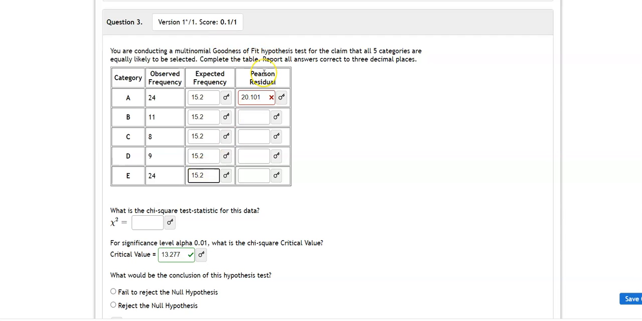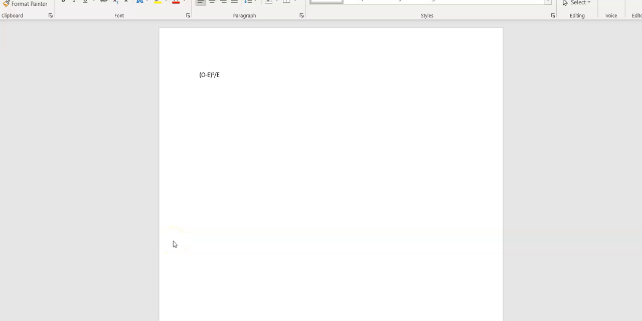All right, now, our Pearson residual is just part of our chi-square test statistic process. You might remember, in 1 and 2, as you found your chi-squared test statistic, you did the sum of (O minus E) squared over E. Well, for the Pearson residual, we're just doing this calculation without summing them all. We will, of course, sum them for the second part of the problem, but the Pearson residual is just the separate piece. So we're going to have (O minus E) squared divided by E.